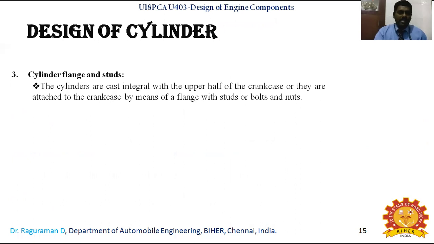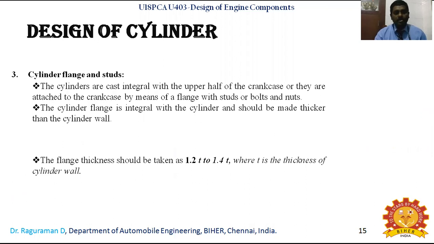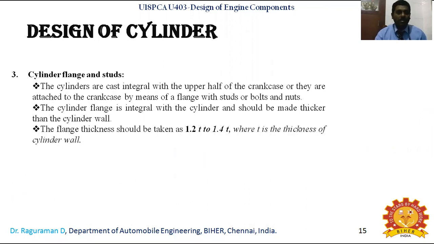About cylinder flange and studs, that is the third specification. Cylinders are cast integral with the upper half of the crankcase, or they are attached to the crankcase by means of a flange with studs or bolts and nuts. The cylinder flange is integral with the cylinder and should be made thicker than the cylinder wall. The flange thickness should be taken as 1.2 t to 1.4 t, where t is the thickness of cylinder wall, as we saw in the design procedure first.